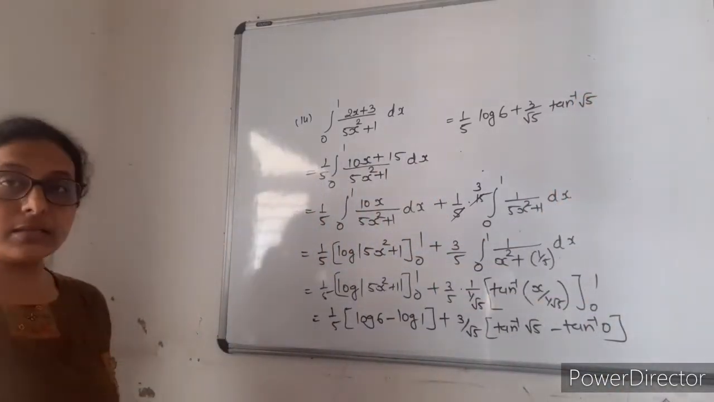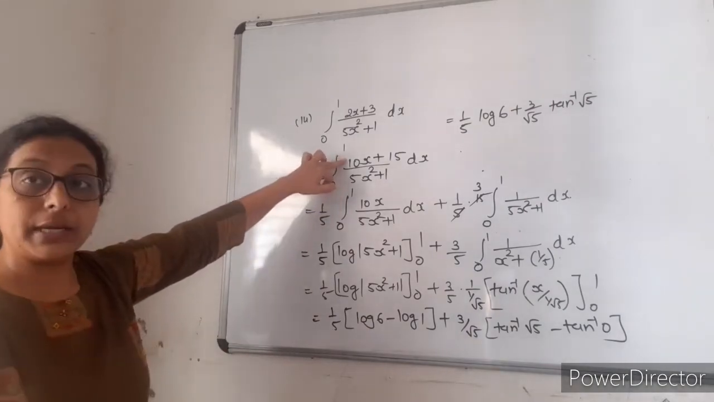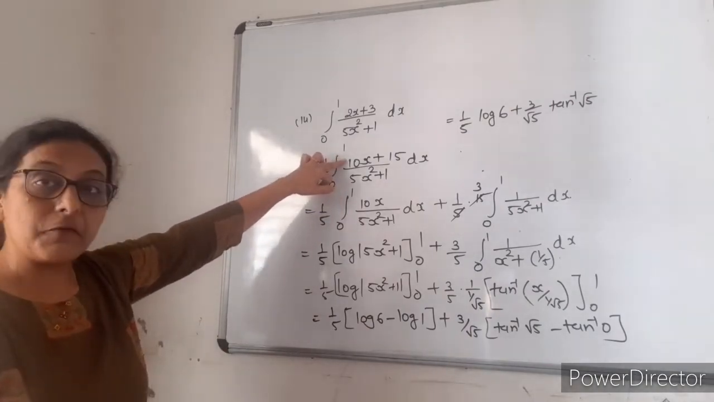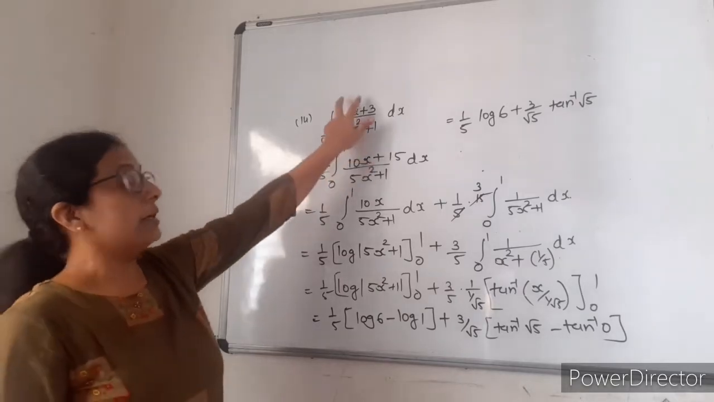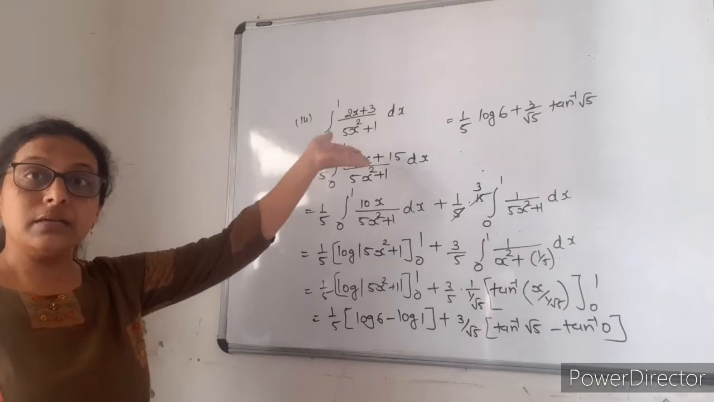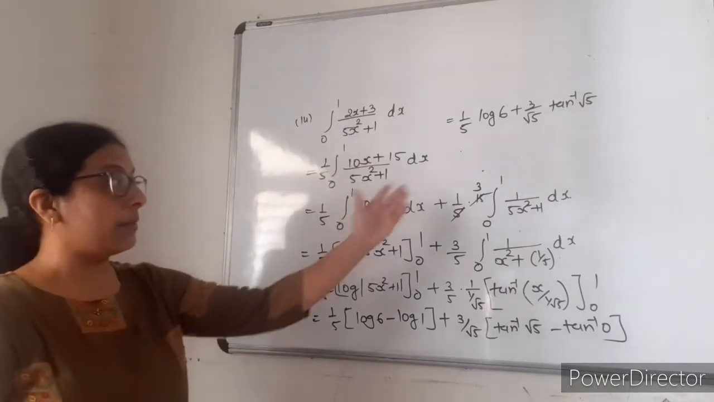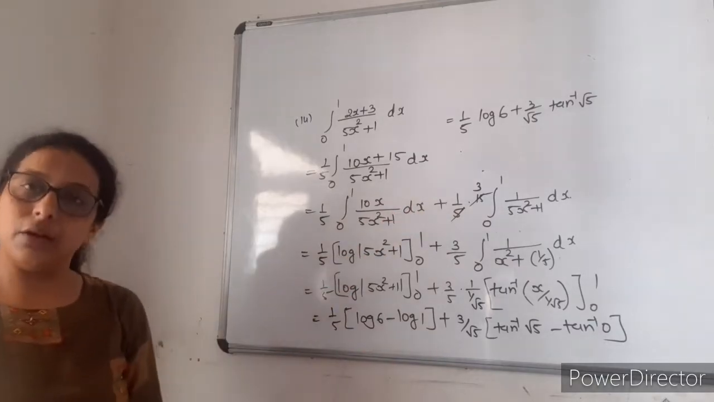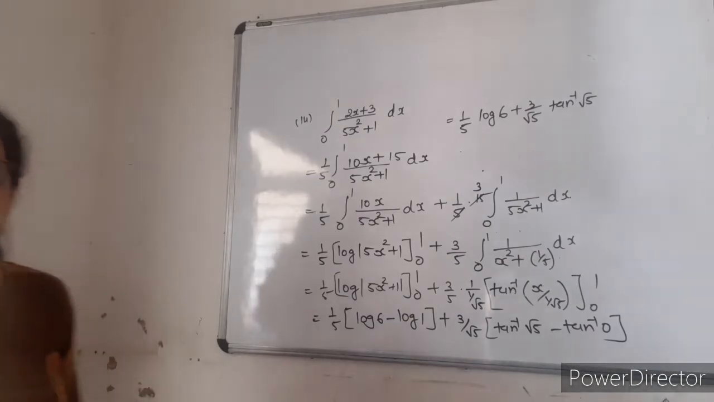You understand this? Yes. So here what I have done? I have set the numerator by multiplying by 5 and dividing by 5. Why did I multiply? Because its derivative is 10x. So to bring 10x, I multiplied and divided by 5. Then separate the integration and write this. Okay? So do it. Then we'll go ahead with question number 15.